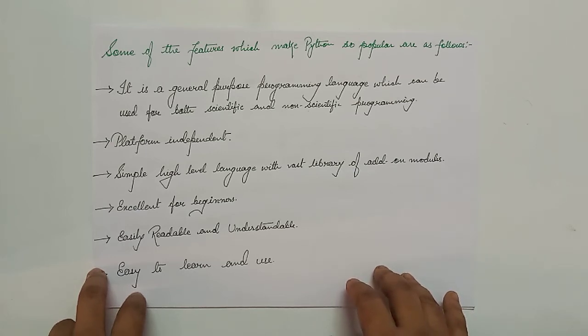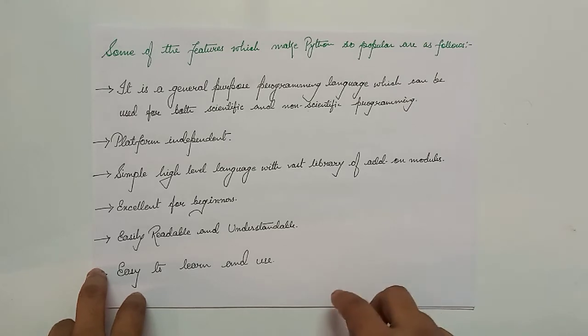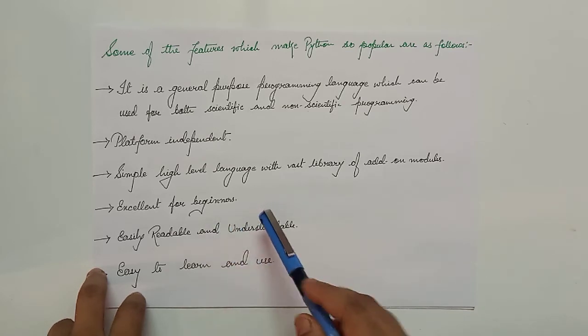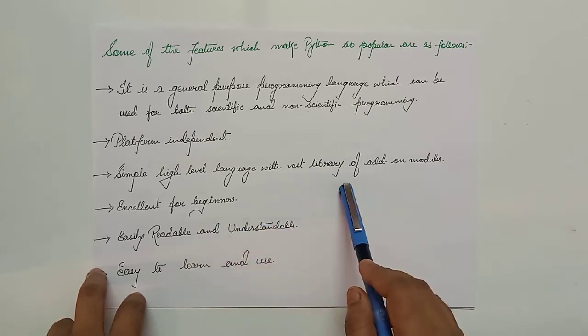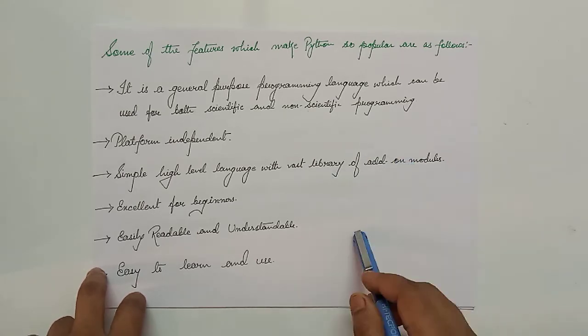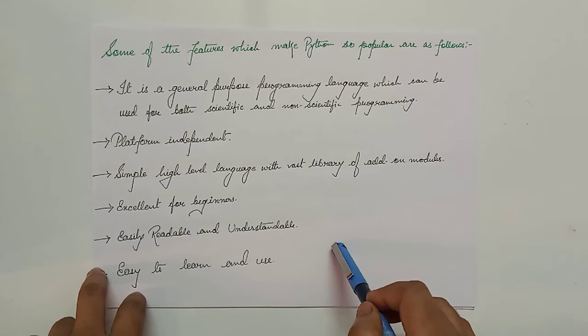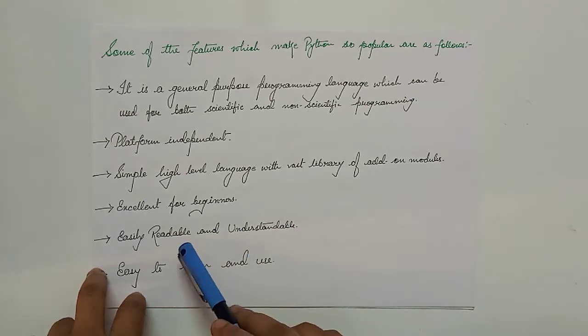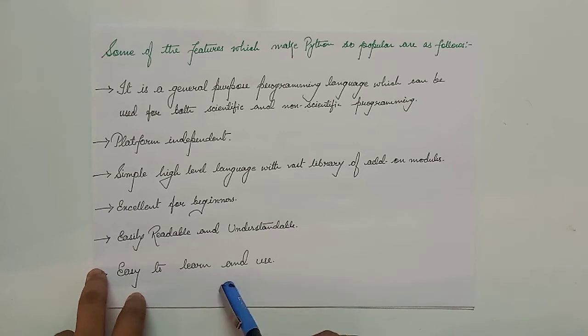Simple language: it is a very simple high level language with a vast library of add-on modules. Before this, what happened with the programming languages that came earlier? The names were very difficult to memorize and they were complex. But when we talk about Python, it is simple, yet it is a high level language and it contains a huge variety of libraries which contain some predefined modules or functions so that we can use them very easily. Since it is very simple, yes, it is excellent for beginners, and since it is easily readable and understandable, it is easy to learn and use.